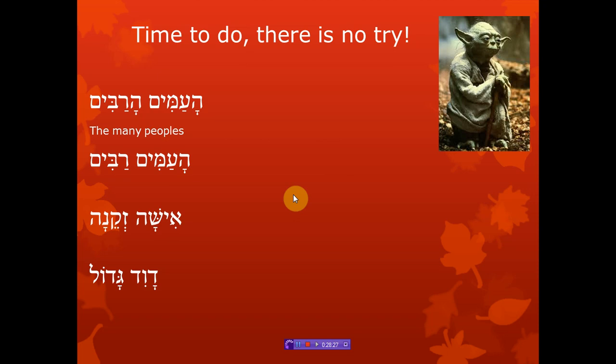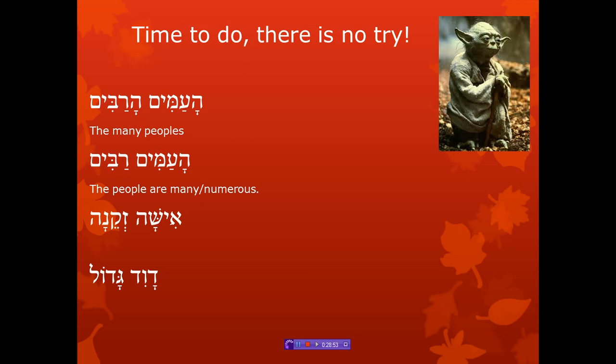So where's my translation? There we are. The people are many, or numerous. The people are numerous. So we have to insert the "are" because this functions as a kind of verbless sentence. So the people are numerous. This is a predicate adjective, describing the state of the noun, namely ha'amim.